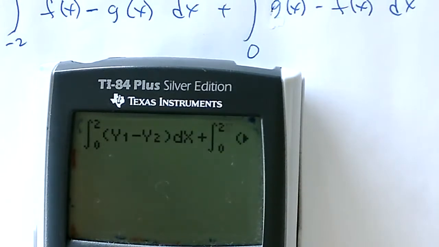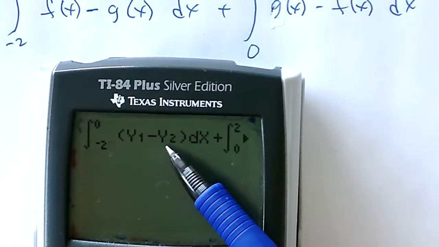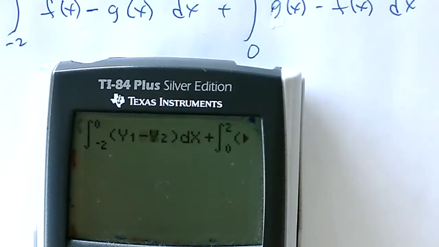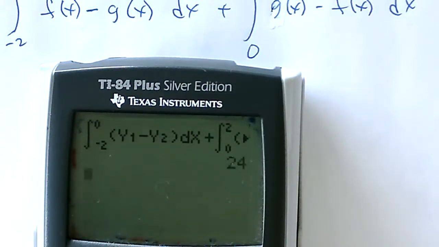And I just saw a mistake. I've got to fix it right now. I know. The limits are not from 0 to 2. The first one should be from negative 2 to 0, y1 minus y2. Move over here. So the second section is from 0 to 2. And remember that they switch. So I'm going to go y2 minus y1 with respect to x. And so the area will be 24.